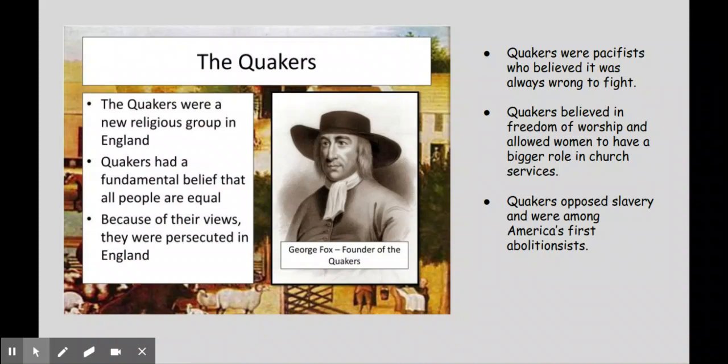People who believe war and violence are wrong and refuse to participate are called pacifists. The Quakers also believed slavery was wrong and should be abolished or stopped completely. They were among America's first abolitionists, people who were against slavery.